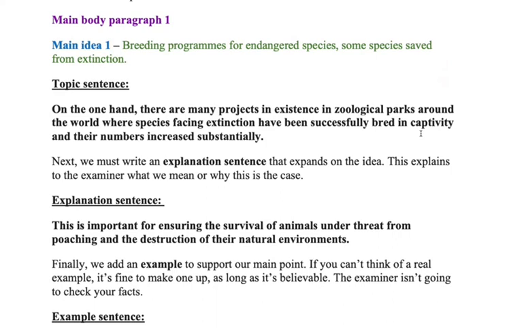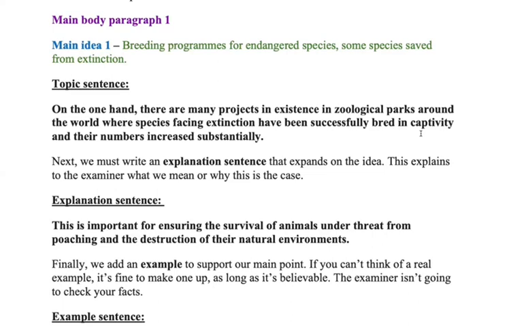Facing extinction. When you are talking about extinction, that means they are endangered, okay? Have been successfully bred in captivity. In captivity, in cages, in zoos. Bred means they bring them together to breed, to increase the numbers of these endangered species or creatures or animals. Okay, so that's why their numbers increased substantially. That's a good way.